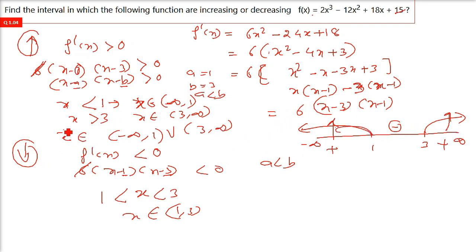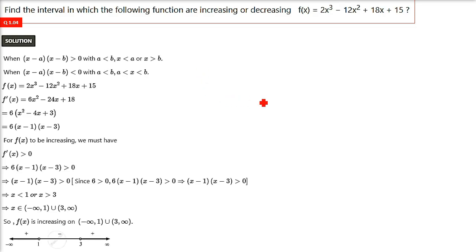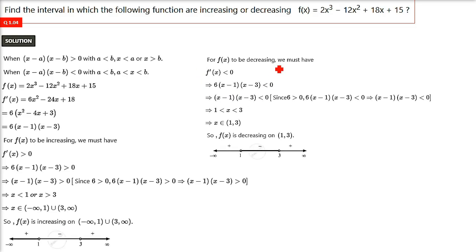Alright, so you should use the number line in order to show the examiner that you know how to solve it. Now this is the solution for your reference, which you can follow. Step by step, everything you have to write, and this is the way we have to go about it, or follow this procedure. This is f dash x greater than 0, this is f dash x less than 0.